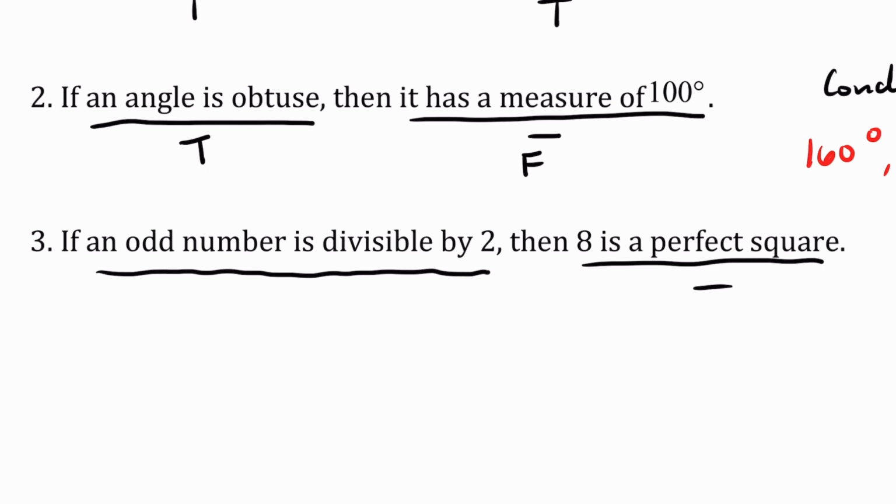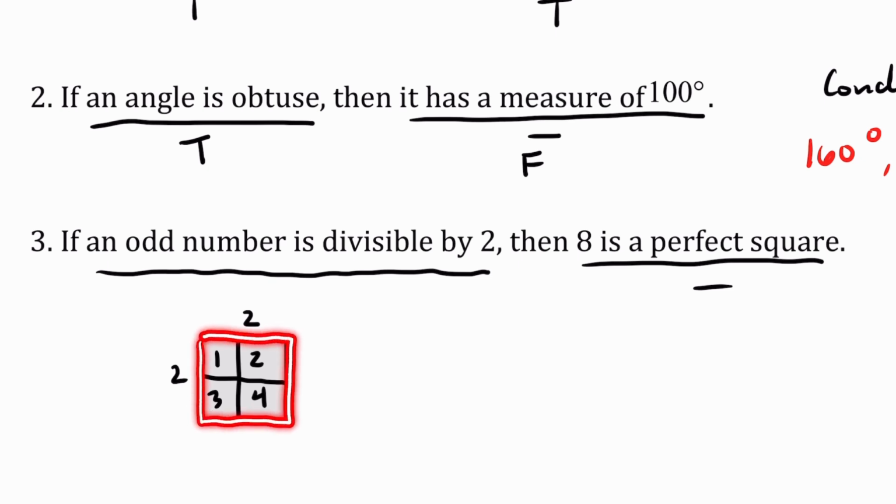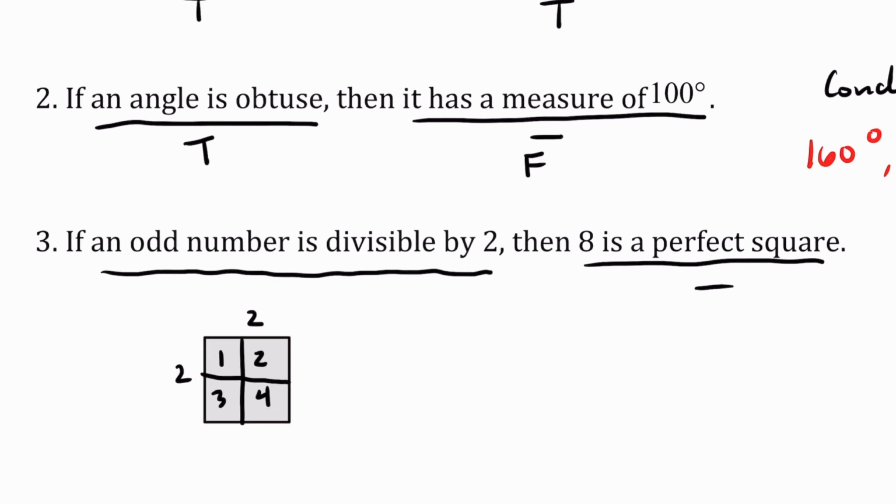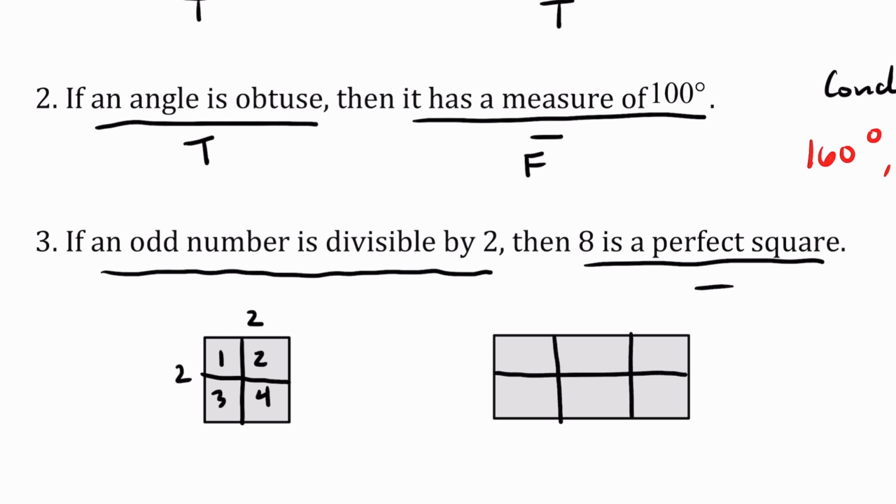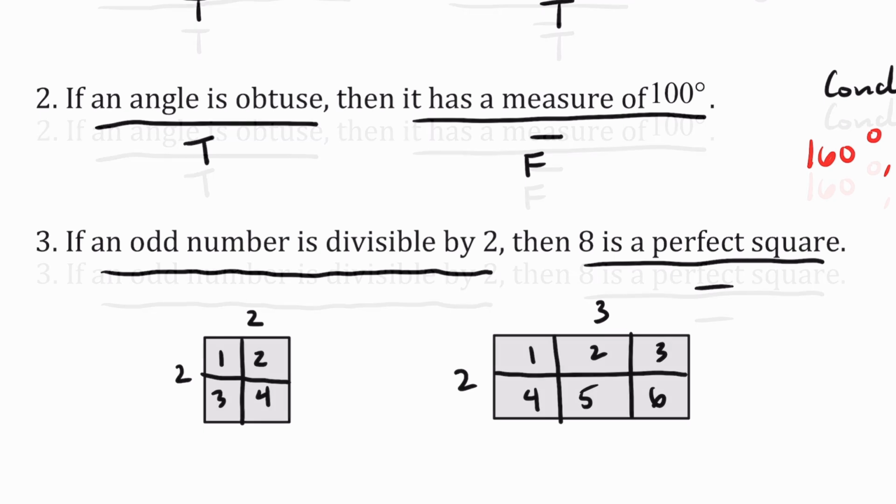So let me go ahead and show you a picture. I have a 2 by 2. So 2 times 2 is going to be 4. So 4 makes this a perfect square. But if I have a 2 by 3, then you're going to have a rectangle.